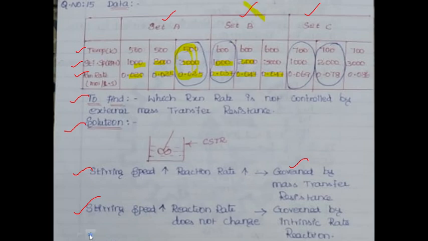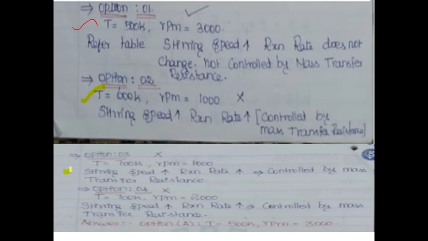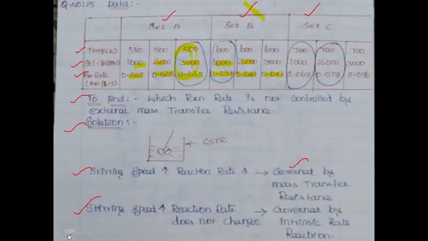What about the third option? Option number 3: temperature 700 Kelvin, RPM is 1000. Is this the correct option or not? Refer to the table. The stirring speed is 1000, 2000 and 3000. The stirring speed increases. What about the reaction rate here? The reaction rate also increases: 0.06, 0.7, 0.8. So stirring speed increases, reaction rate increases, which means this is governed by mass transfer resistance. This is not the correct option.